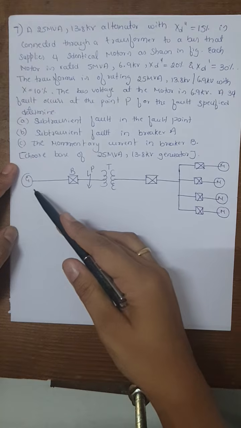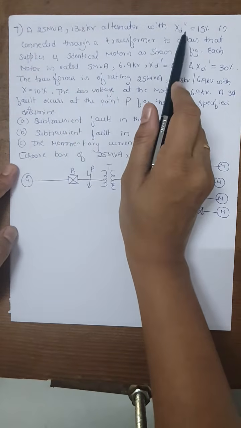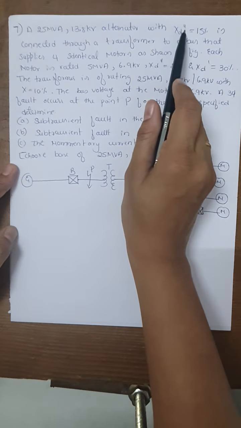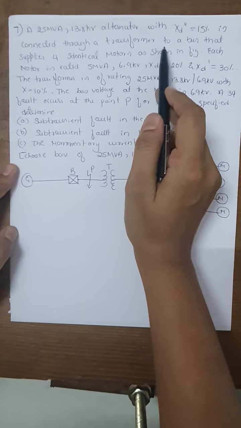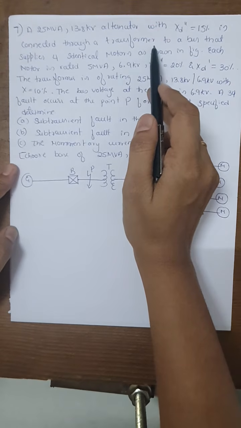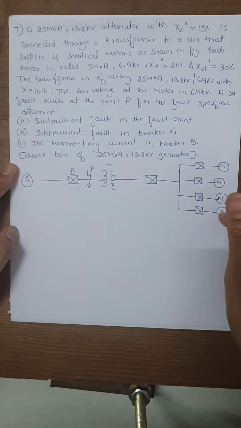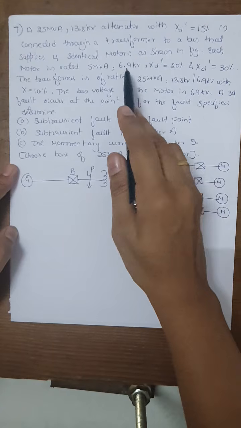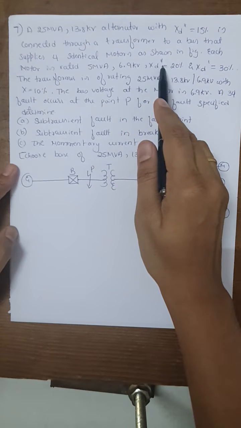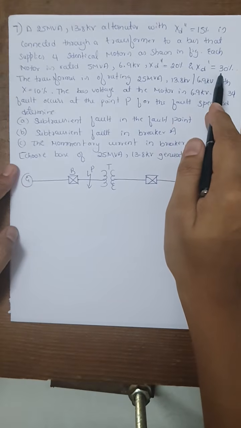We have one generator with a rating of 25 MVA, 13.8 kilovolt, and the subtransient reactance X_d'' is 15%. It is connected to a transformer, and this transformer supplies four identical motors. Here you can see there are four motors, all having the same rating of 5 MVA, 6.9 kilovolt, with subtransient reactance X'' of 20% and transient reactance of 30%.